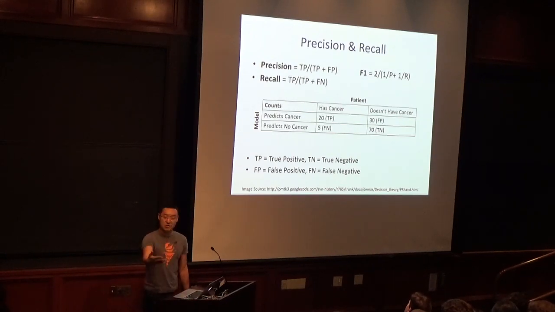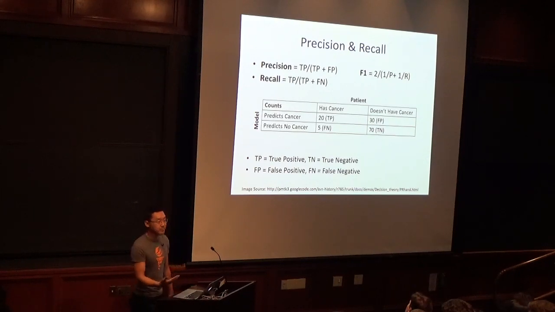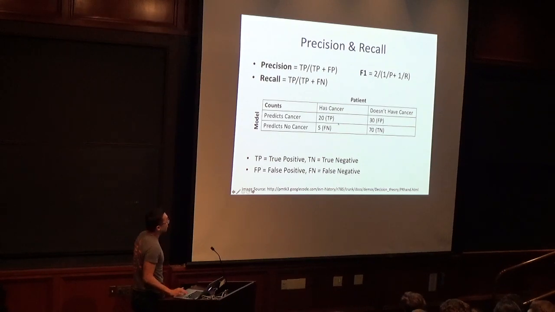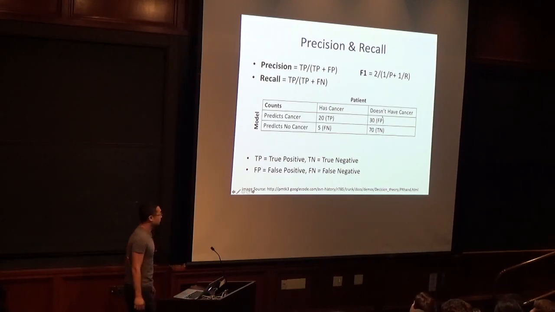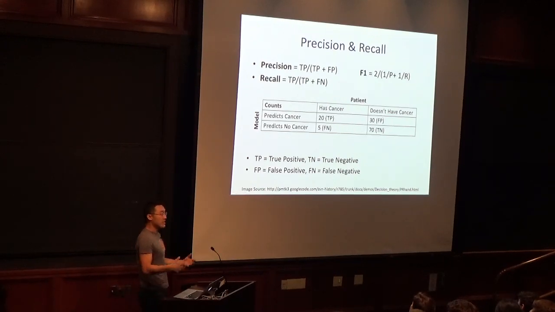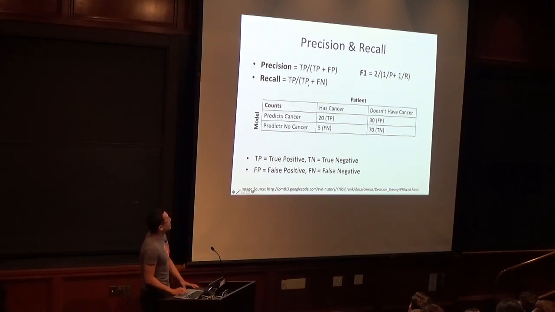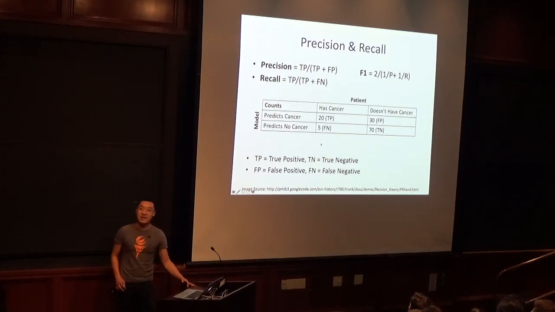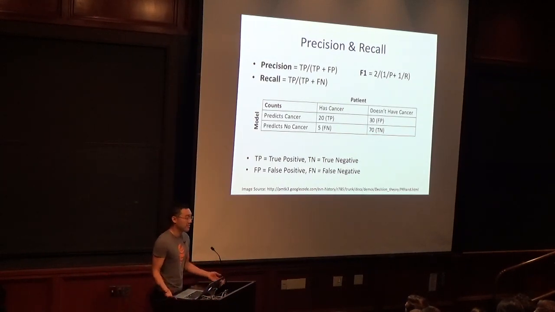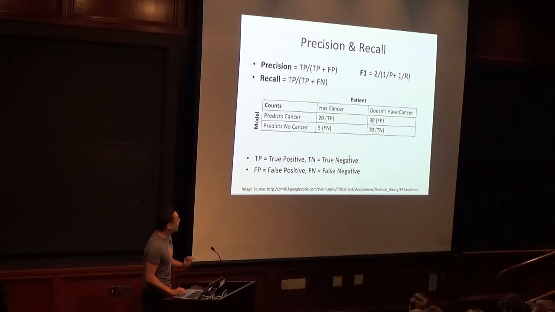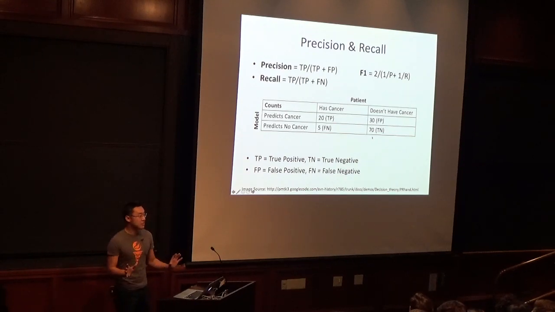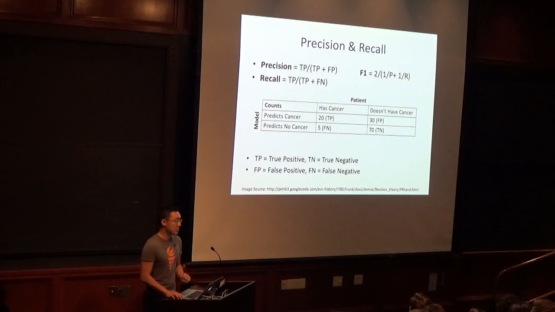Precision is true positives divided by true positives plus false positives. So this number divided by the sum of this row. In this case, it's 20 over 50, or 40%. So of the ones that you predicted positive, what fraction are actually positive? Recall is true positives divided by true positives plus false negatives. So this number divided by this column. So 20 over 25, or 80%. Of the ones who actually have cancer, how many did you predict have cancer? Both of these metrics ignore the bottom right cell, which is true negative. So they are asymmetric measures of how well you're doing. They don't treat positives and negatives equally.